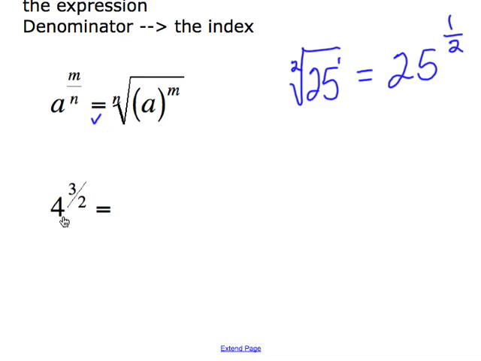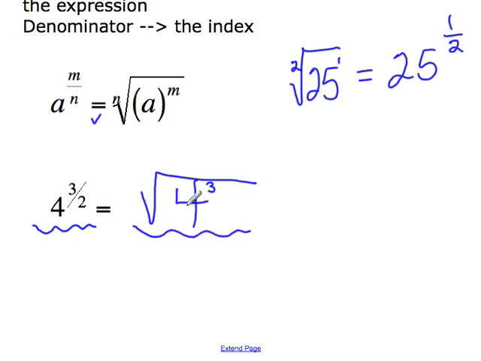Here's another example, 4 to the 3 halves. I can express that as a radical. Here's my radical sign. The radicand is 4. The exponent of the 4 is 3. And the index here is 2. Square root, I can just leave it as it sits there. So here I'm changing from a fractional exponent to a radical. And I can go back and forth depending on how I need to simplify. And sometimes I'll need to start here and end up there, or start here and end up there. It just depends on the question.